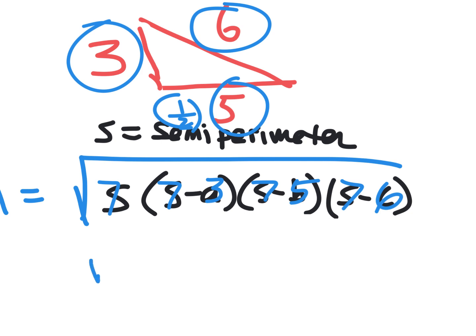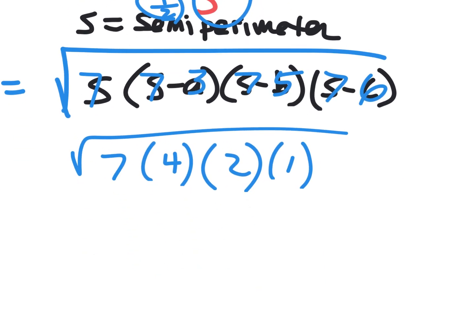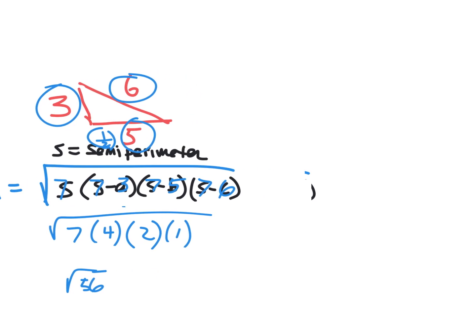So now, square root of 7 times (7 minus 3, which is 4), times (7 minus 5, which is 2), and (7 minus 6, which is 1). 4 times 2 is 8, times 7 is 56, square root of 56. Now, I don't happen to have that memorized, but would you agree that's fairly close to the square root of 49? It's a little bigger than that, right? The square root of 49 would have been 7, so the area of my triangle is a little bigger than that. So the square root of 56 is the area of the triangle.